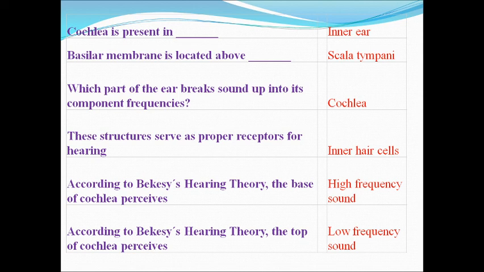Once again I will repeat. The cochlea, derived from the Greek word for snail, receives sound in the form of vibration first, which causes the stereocilia to move. Then the stereocilia convert these vibrations into nerve impulses, which are taken up to the brain, where they are interpreted. This structure serves as the proper receptor for hearing, the inner ear cells. Many times we discussed this in this presentation.